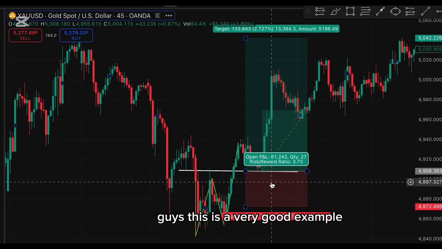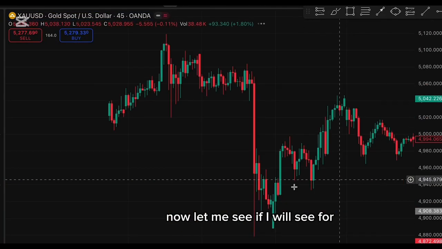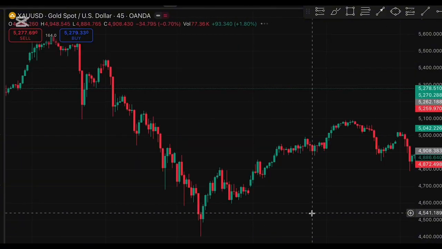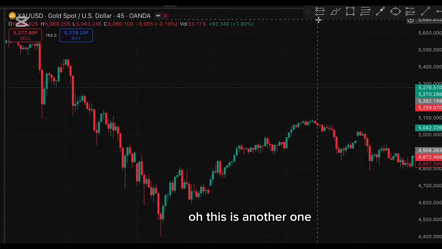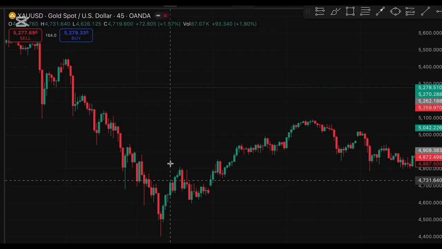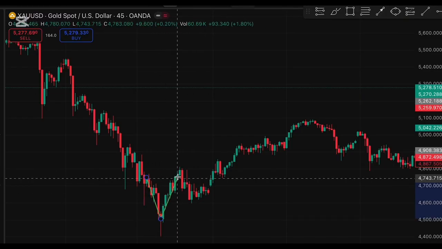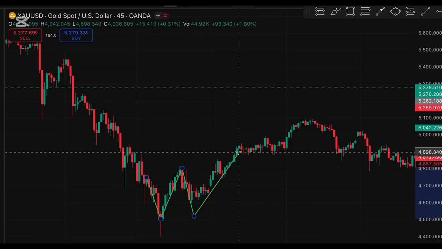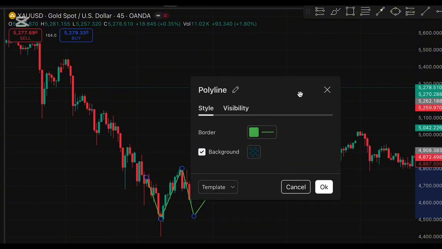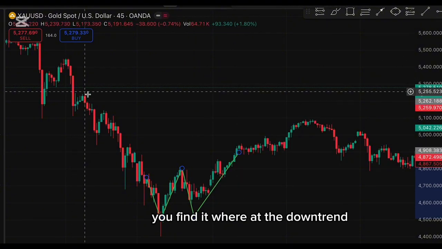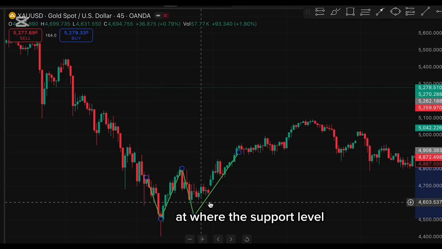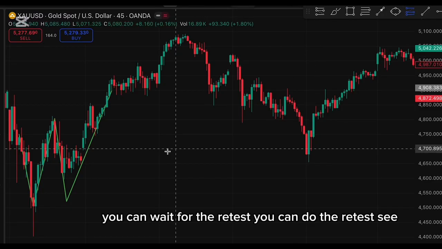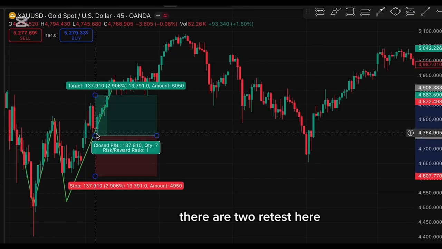Because this is a very good example. Now let me see if I will see another one. Oh, this is another one. What do I see here? Double bottom. You find it where? At the downtrend, at the support level. Then what do you see? The retest. You can wait for the retest. See, there are two retests here.